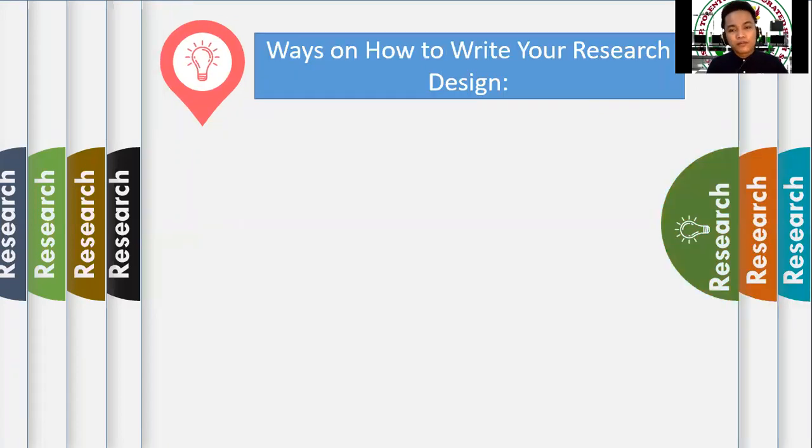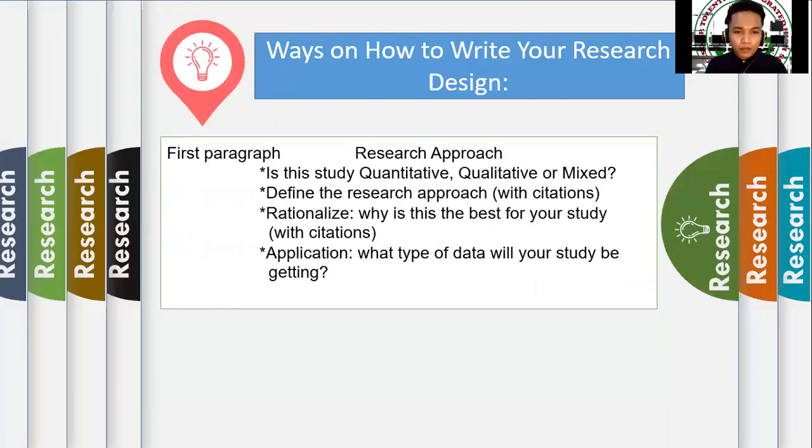All right, so ways on how to write your research design. It is divided into three paragraphs. One is the research approach. Second is the research design itself. And then the last paragraph will be the special research design. So we have the first paragraph. In the first paragraph, the research approaches are stated.